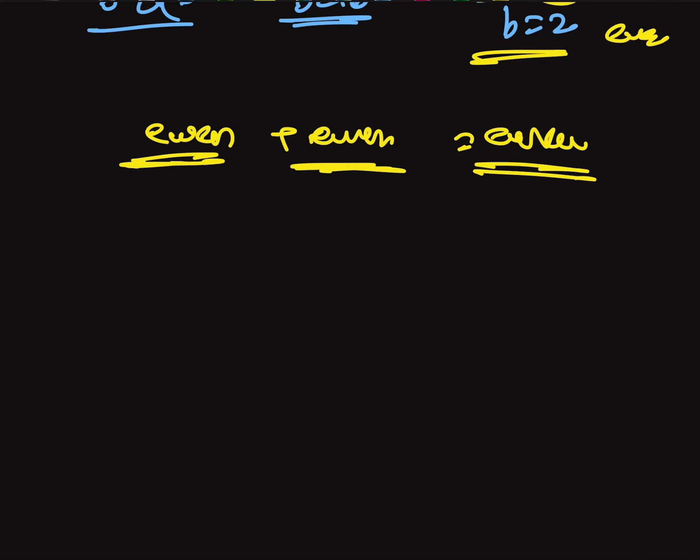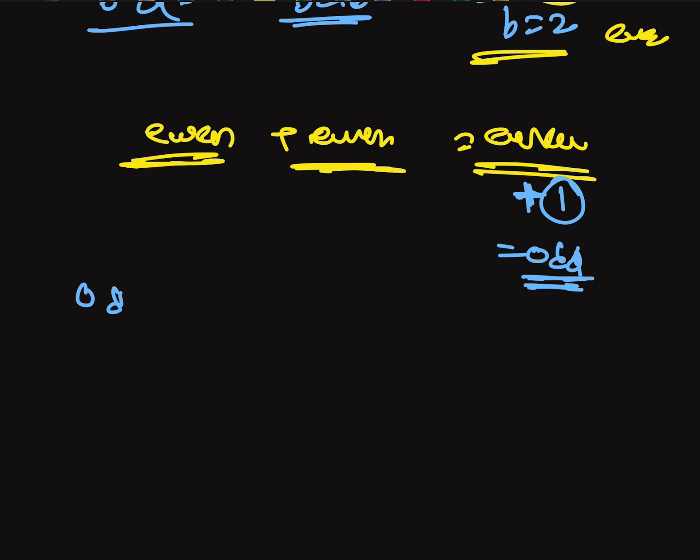Now this should be odd length. So if I add plus 1, then the length of the input string will be odd. Correct, plus 1 length. If we add one more character, then the length will change to odd. Now how can I place this odd character? How can I place this odd character?